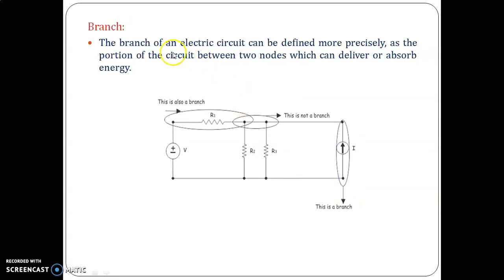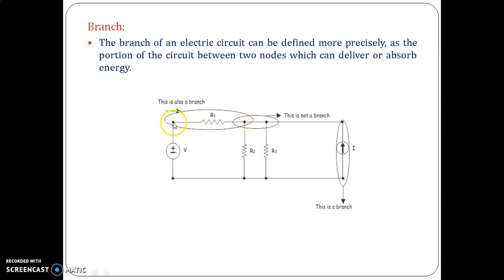Next one, branch. The branch of an electrical circuit can be defined more precisely as a portion of the circuit. See, here the resistance R1 is nothing but a branch. Here, R2 is a branch. Here, R3 is a branch. Here, this voltage source is a branch, and the current source is a branch. But this segment is not a branch, since this is a wire without any element.